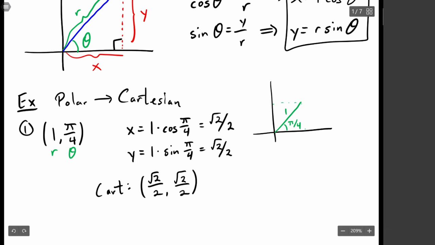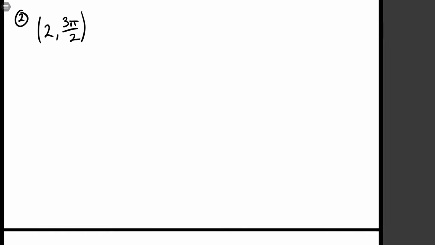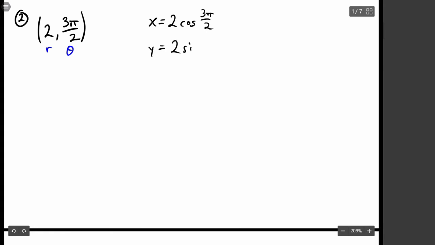Let's look at another example, a little more interesting: 2, 3 pi over 2. Actually, this one's also a pretty simple one. Again, this is r, this is theta, so we just pop them in. So x is 2 cosine 3 pi over 2, and y is 2 sine 3 pi over 2. Plug this all in and this will be 0.